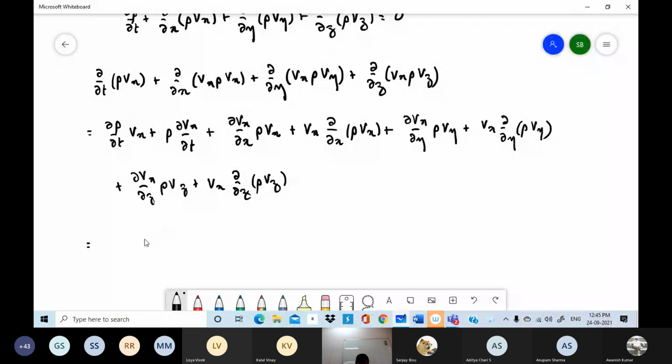Now let me take some of these terms. The terms which have the factor Vx, this I take, then I take this term, next I take this term, next I take this term.